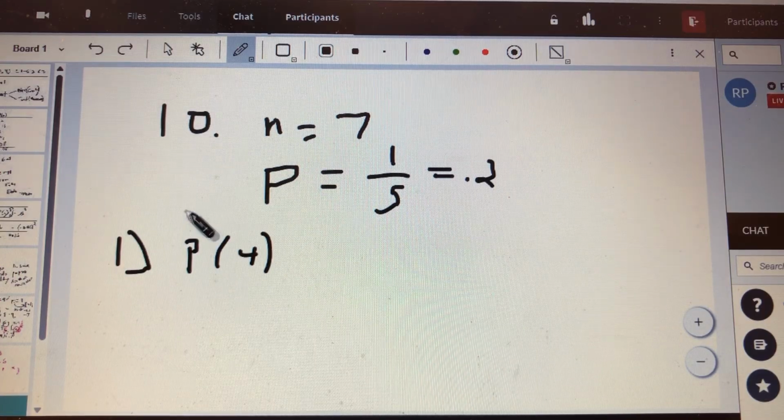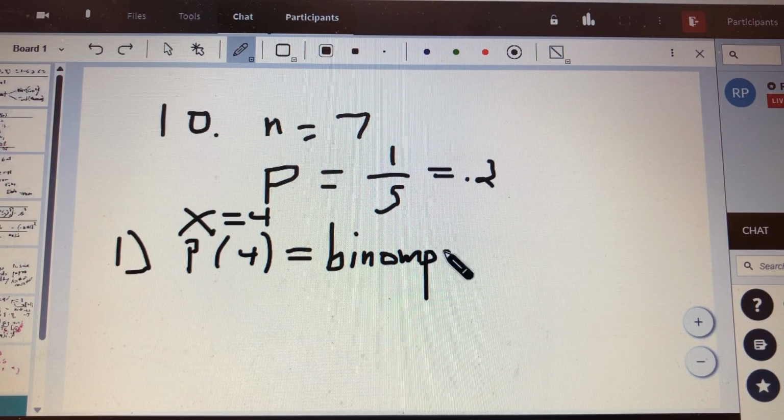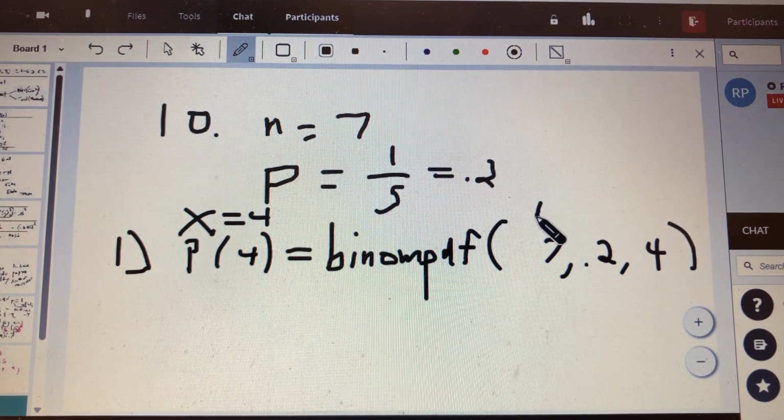So that means X equals 4. Only 4, too. So when you're only doing one case, this is binom PDF. You only do PDF when you're doing one case at a time. And then typers have to remember to put the N first, the P goes second, and the X goes last. I have to remember this order, NPX.